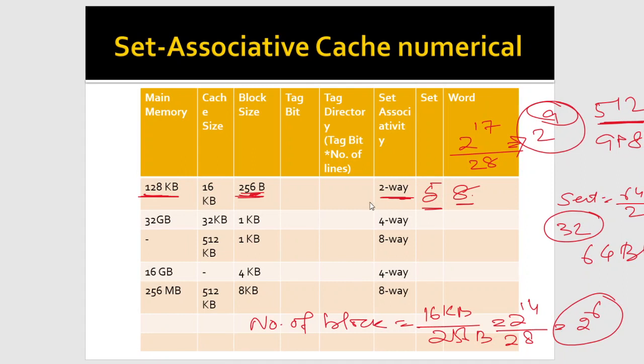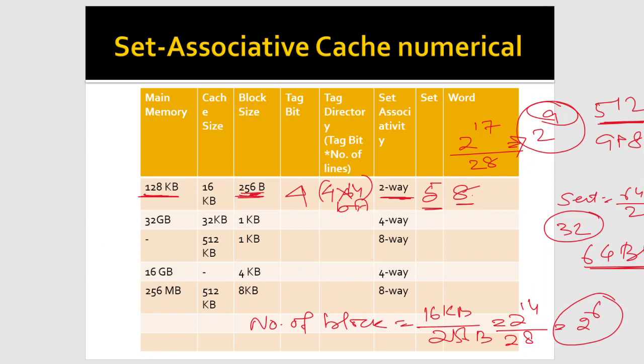So this is 8 plus 5, 13. So 17 minus 13 will be the tag. It will be 4. So if the tag is 4 bits, then the tag directory size is the number of tag bits, 4, into the number of lines in the cache. How many lines? 64. So 4 into 64 bits. Clear? So this way you can determine the corresponding information for tag, block and set. The remaining questions you have to practice. If you have any doubt, you can ask me.